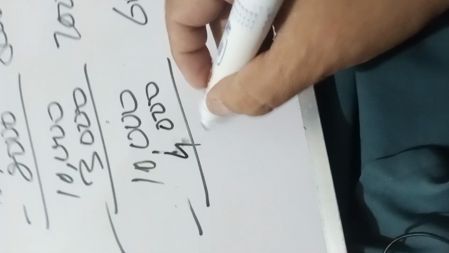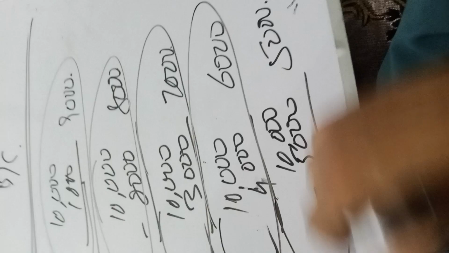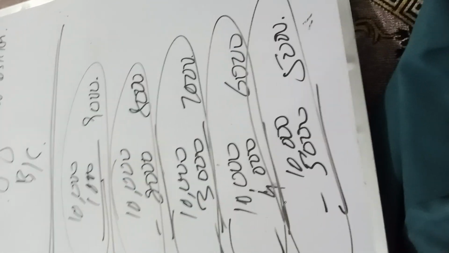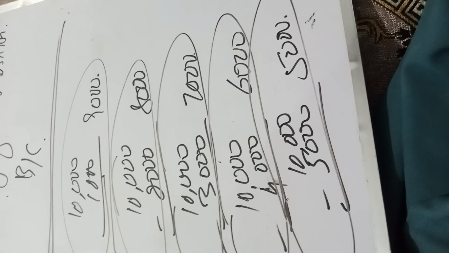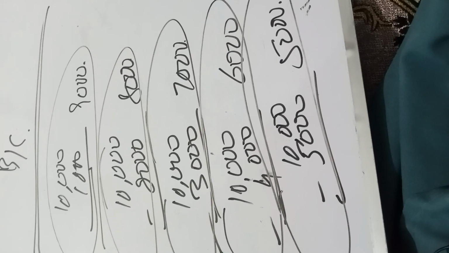And lastly, 10,000 minus 5,000, the remaining will be 5,000. This is the effect in the fifth year. In the statement of financial position, the position of the asset will be changed due to depreciation.